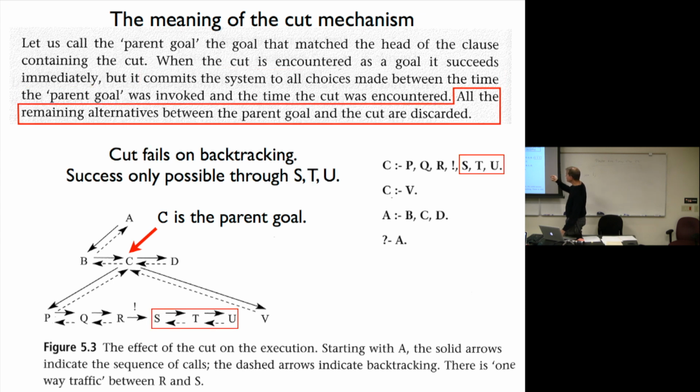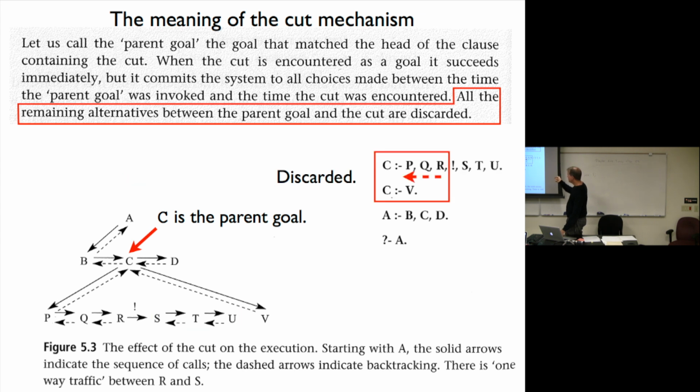All the remaining alternatives between the parent goal and the cut are discarded. Okay? So here C is the parent goal, and what it's saying is that all the remaining alternatives between the parent goal and the cut are discarded. So here's what's discarded. These are the ones that are discarded. Are you with me? Because C is the parent goal.